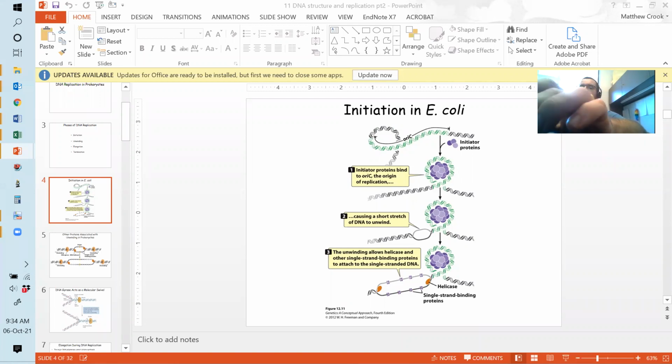there is an enzyme. It's called topoisomerase. Okay, also known as DNA gyrase. Depending on who you ask, what organism you're looking at, but essentially the same thing. That relieves supercoiling ahead of the replication fork.